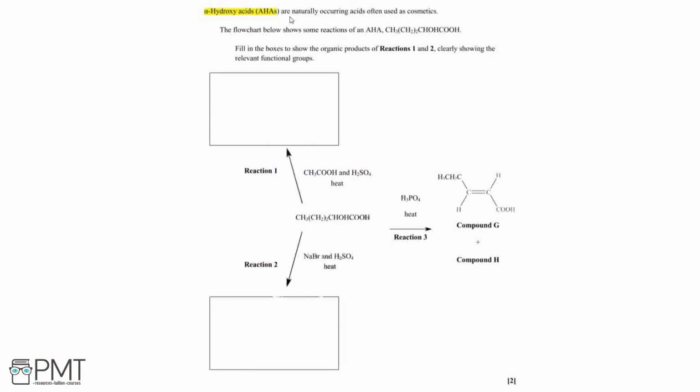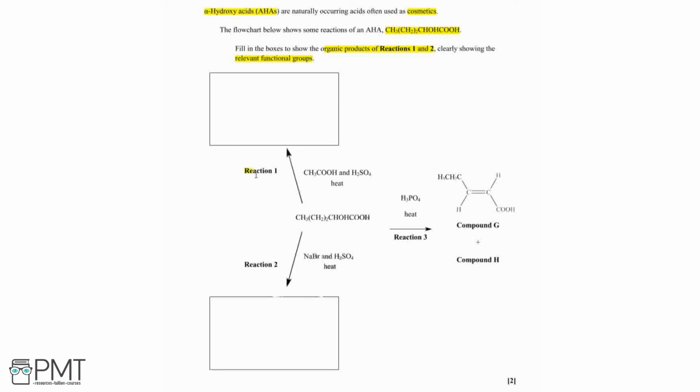Alpha hydroxy acids are naturally occurring acids often used as cosmetics. The flowchart below shows some reactions of an alpha hydroxy acid with this formula in specific. And we need to fill in the boxes to show the organic products of reactions 1 and 2, clearly showing the relevant functional groups. So to clearly show our relevant functional groups, we either need to draw our structures as structural formulae or displayed formulae, or a combination of the 2 as shown over here overall.